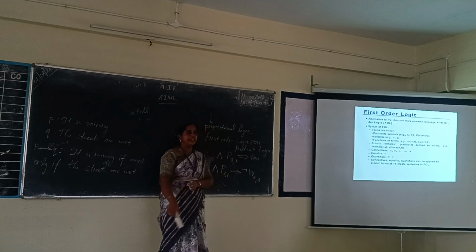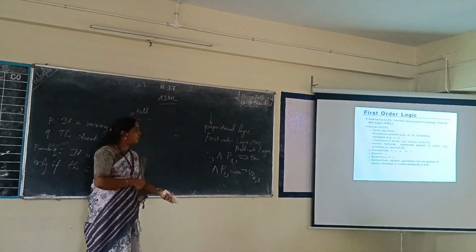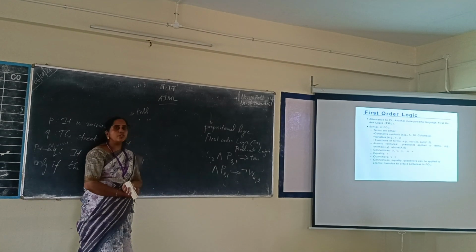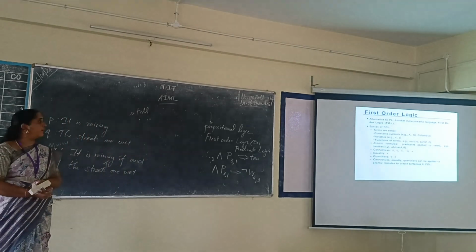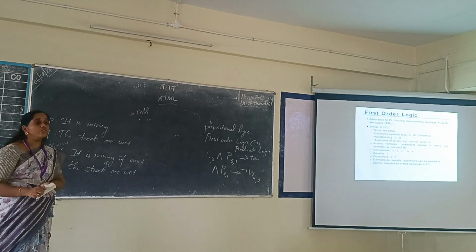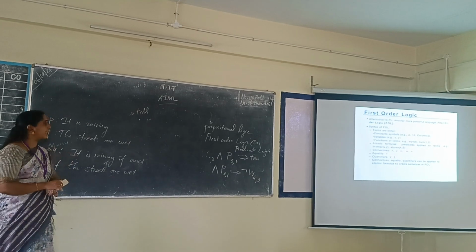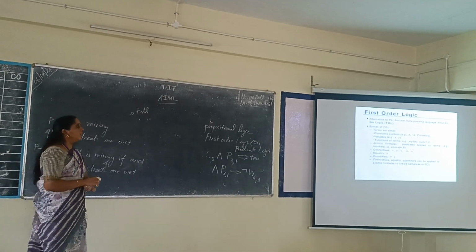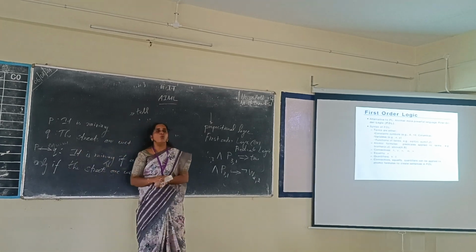it contains these terms: constant symbols, variables x and y, then function names like the square root function, then connectives, for example conjunction, disjunction, negation, implication, biconditional. Then it uses equality, then quantifiers. It can use two types of quantifiers.